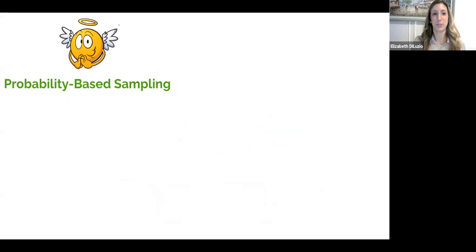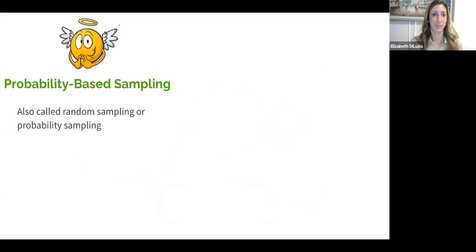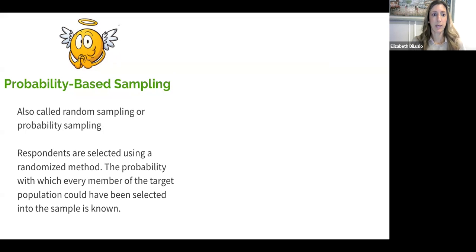So when it comes to types of sampling, there's probability-based sampling. And as you can see, this is the ideal. This is what you need to do in order to have a solid design. It comes by many names: probability-based sampling, random sampling, and probability sampling. This is when respondents are selected using a randomized method. The probability with which every member of the target population could have been selected in the sample is known.